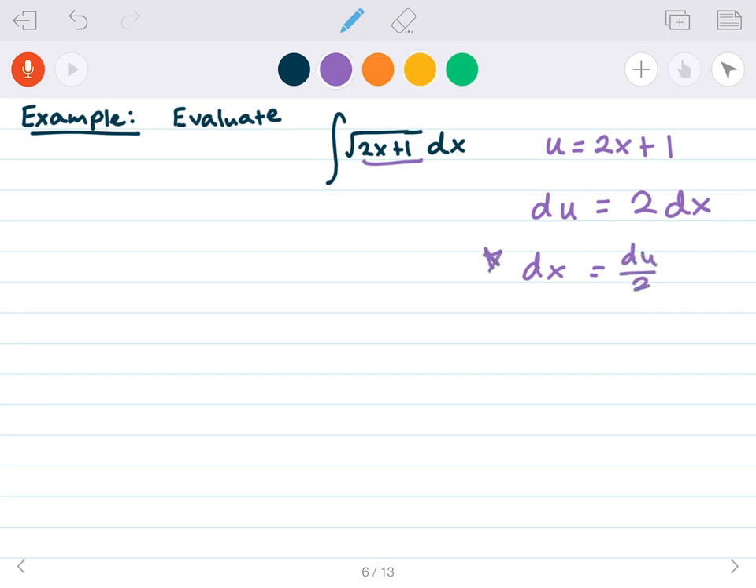And let's go ahead and make my substitutions here and here. So this integral is going to become the square root of u. That's what I said 2x plus 1 was. And dx is being replaced by du over 2.